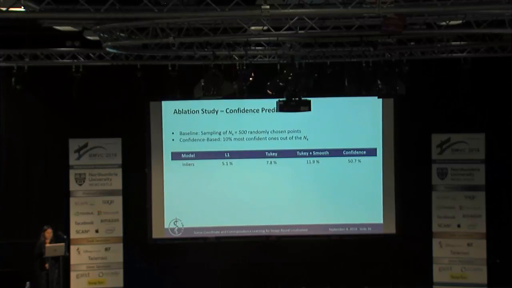Then to further evaluate this, we create a baseline and sample, for example, 500 randomly chosen points, from which we then compute the pose estimate, and we compare to our proposed confidence-based sampling, where we only use the most confident points, hoping that in this case we can immediately discard erroneous predictions. And we can see that if we evaluate different models and our confidence prediction, there is a significant increase also in the percentage of inliers of our points, which are then used for pose prediction.